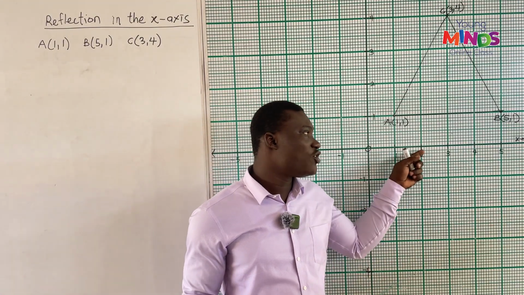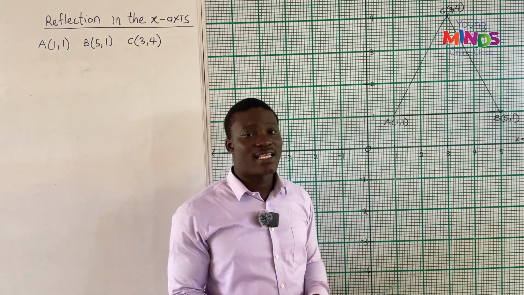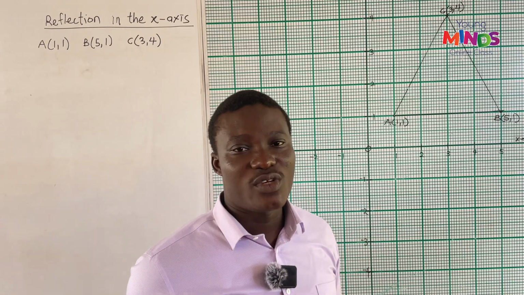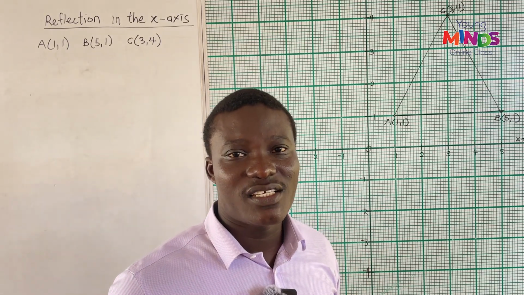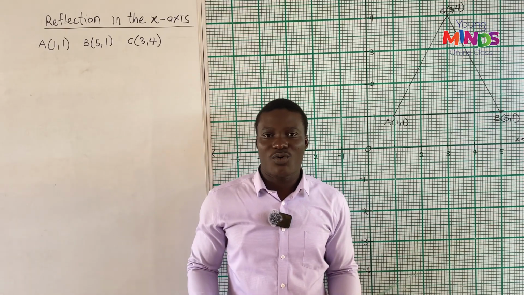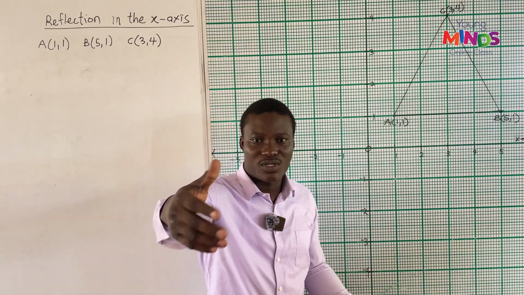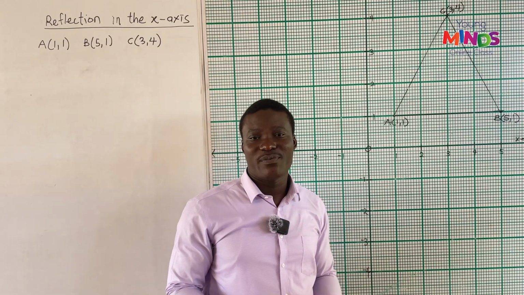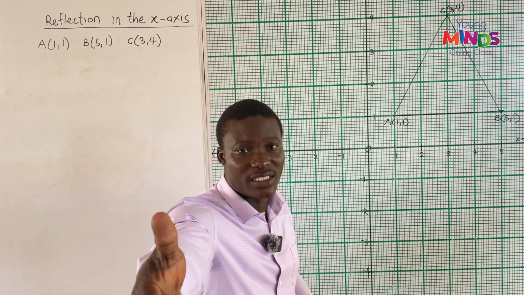Now, as I said earlier, we can use the x-axis as a mirror line. We all know that when you come closer to the mirror, your image is also closer to the mirror. When you go backwards, your image also goes backwards, telling you that the distance between the mirror and you is the same distance between the mirror and your image.